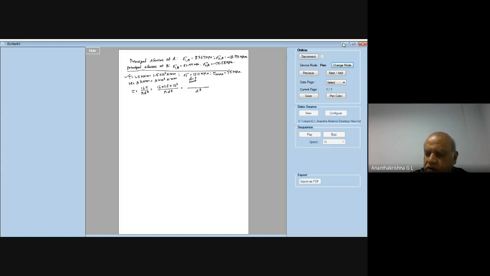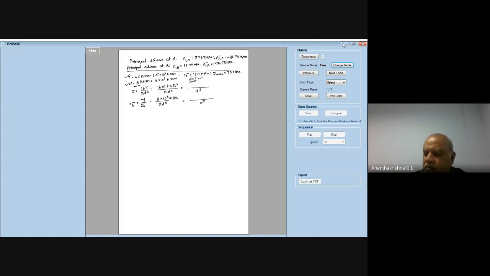Now it is also subjected to a bending moment of 3 kilonewton meter. When bending moment is there, we are going to have bending stress. So bending stress sigma b is given by M by section modulus Z. The bending moment here is 3 into 10 power 6. It is a circular cross section, so section modulus Z is equal to pi d cube by 32, which comes to the denominator. Simplify this and you are going to get something divided by d cube as sigma bending.